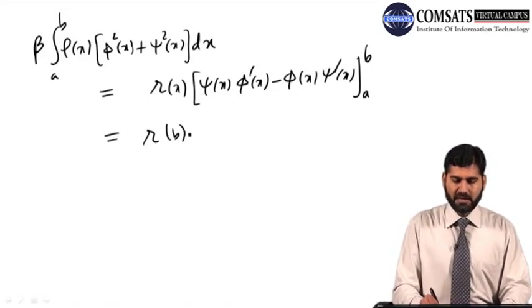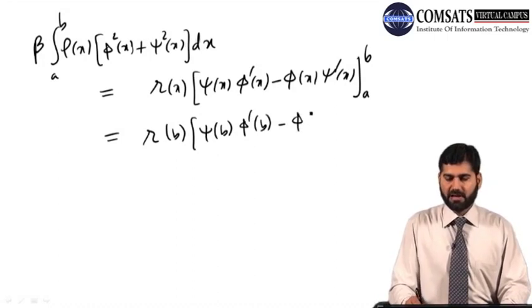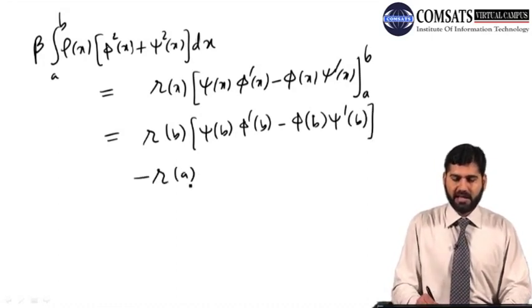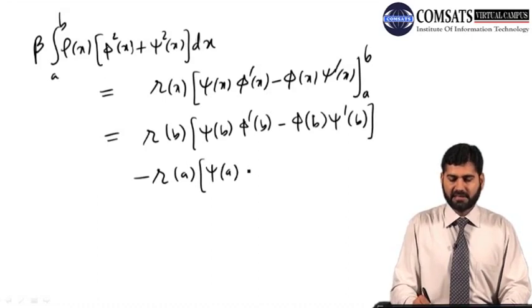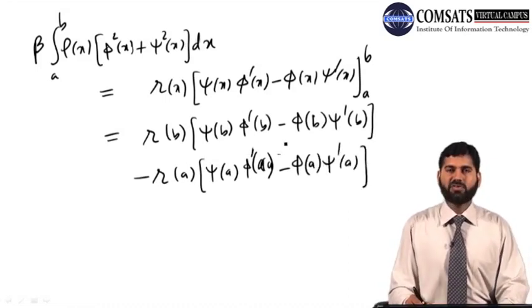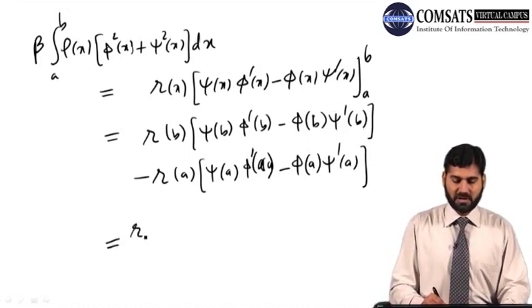So r at b times psi(b) phi prime(b) minus phi(b) psi prime(b), and then we have a, so minus r at a, and this whole thing is at a. This is what you get. Now again by using the boundary conditions, we can convert these to r of b.